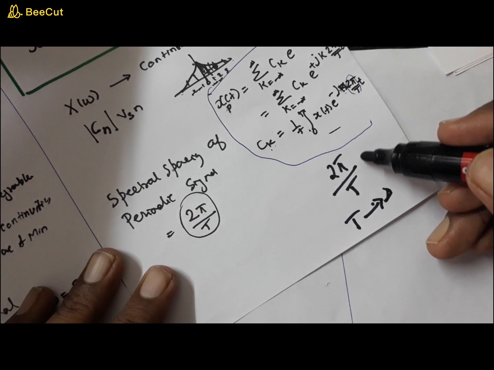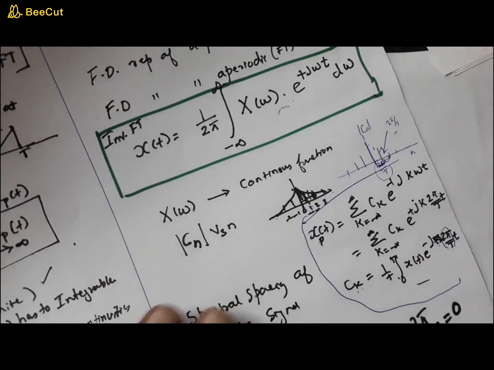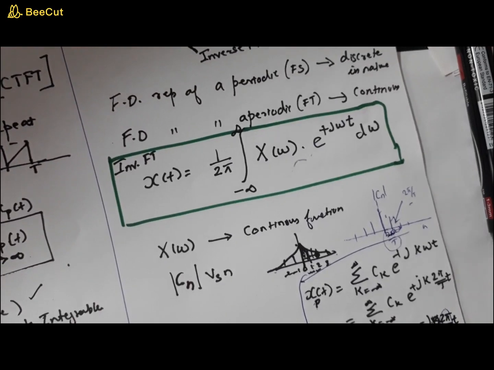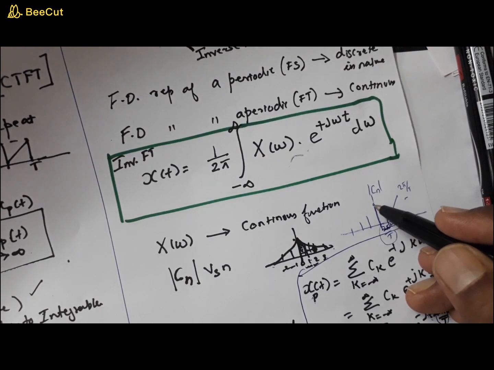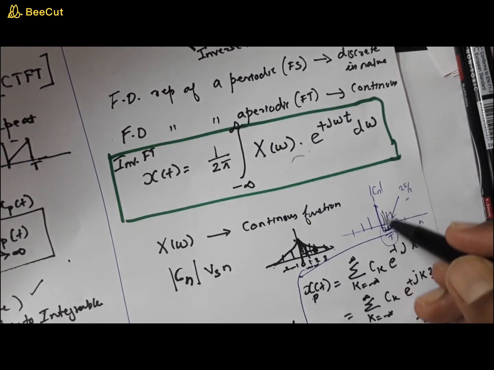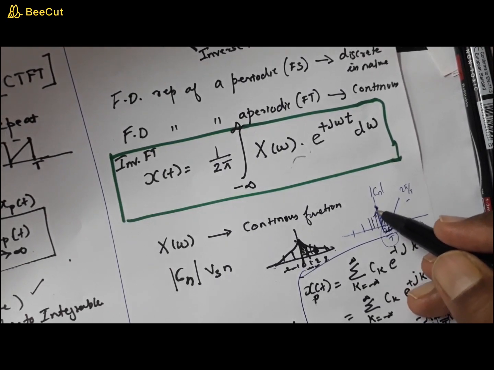So this becomes almost 0. That is, the spacing between each spectral component becomes equal to 0, right? That means when the spacing becomes equal, when the spectral lines become closer and closer to each other, this is going to be a continuous signal.